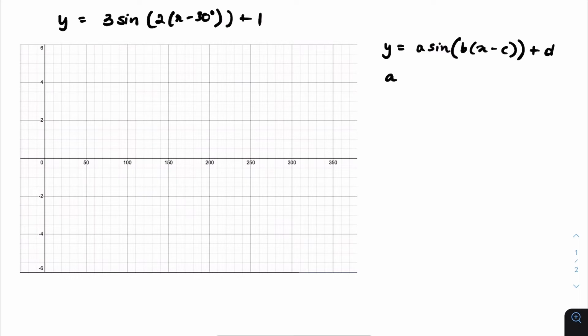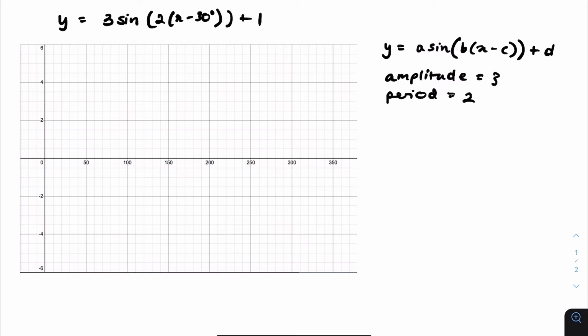So our a, which is our amplitude, in this case is 3. Our b, which is our period, is 2. So it will go through two cycles before it reaches 360 degrees, which is, well, we're going to do it from 0 to 360 degrees.